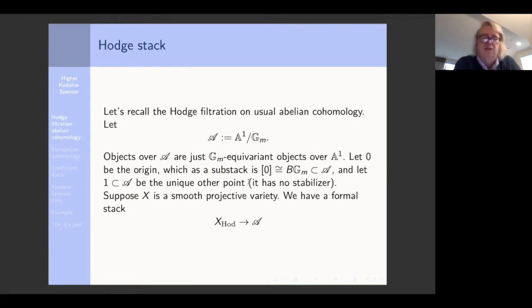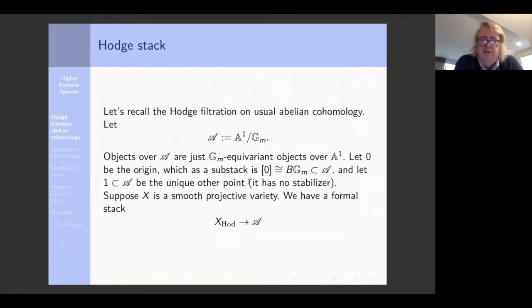So this is going to mostly be recalling lots of different setups. So let's recall the Hodge filtration on usual abelian cohomology. So we take a stack. Usually we just take the affine line and think of things as being G_m equivariant over the affine line. But we can define a stack, which is the quotient of the affine line by the scaling action. Then an object over this stack is just a G_m equivariant object over the affine line. And so the origin is 0. As a substack, the origin is actually a classifying stack of G_m. That means that an object over 0 is going to have an action of G_m on it.